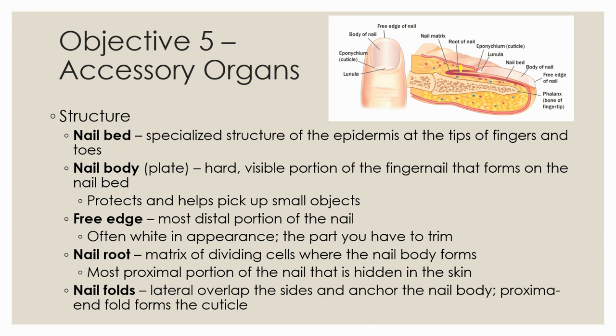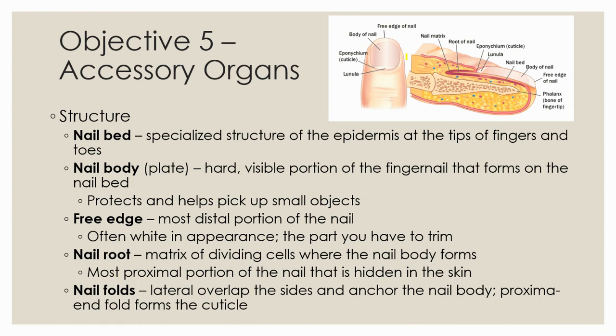And at the end of the nail root, you're going to have the nail matrix, or it's called the matrix germinativum or something like that. But that's where you're going to have dividing cells, and that's where you're going to have the new nail forming. And then it's going to be growing outward toward that free edge.